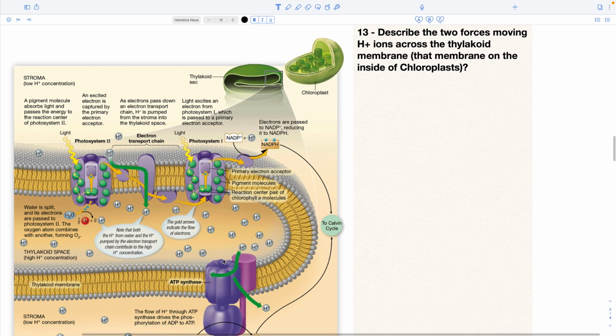Like its name implies, it's passive. It doesn't require any energy, so you just sit there and you go with the flow. They're going to go from high concentration and flow down to low concentration.